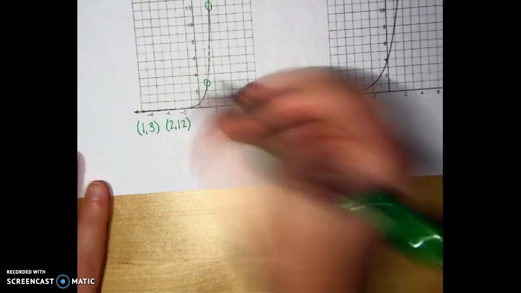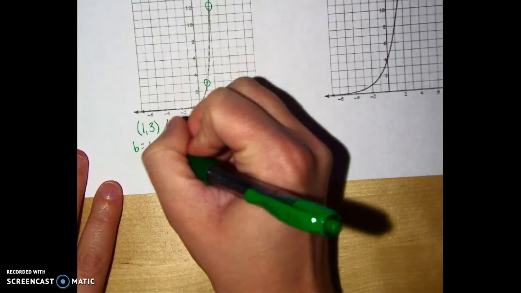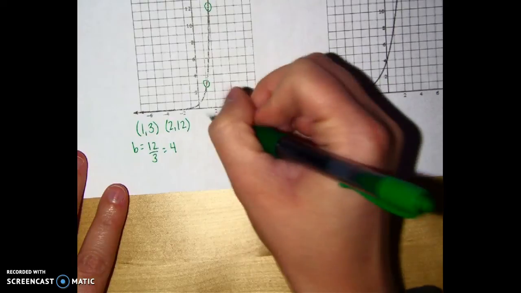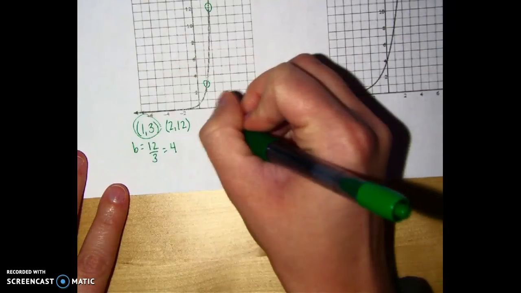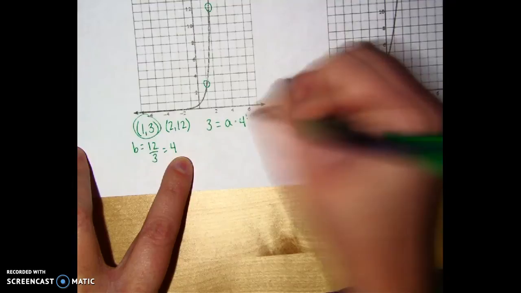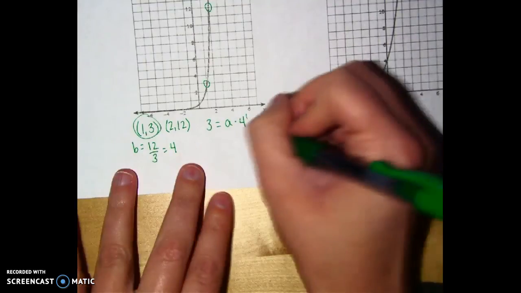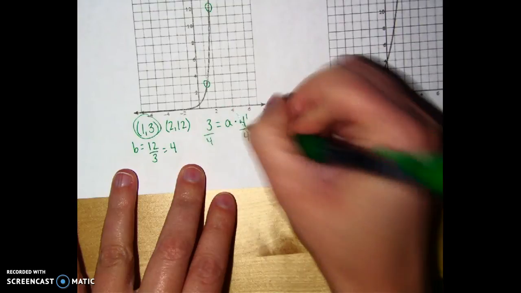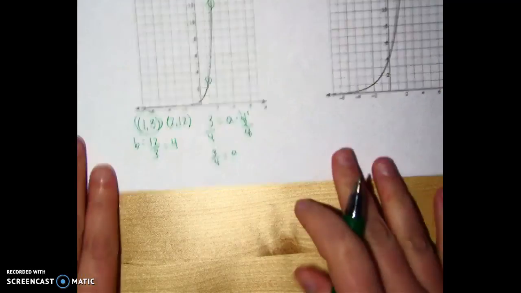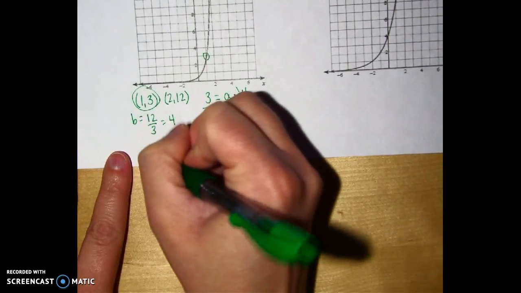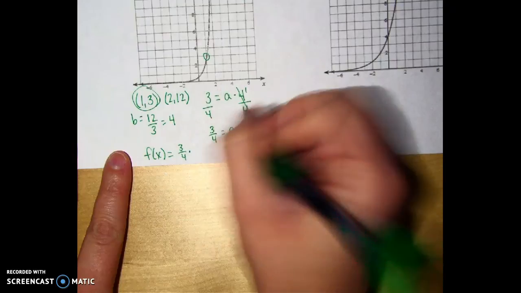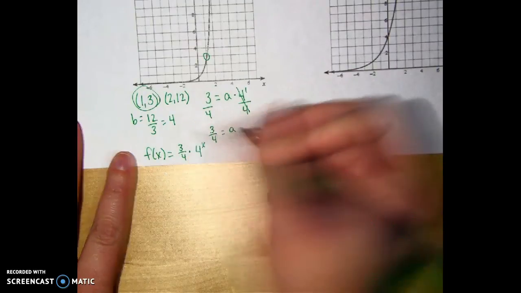Okay, so for B, that's 12 over 3, which is 4. I'm going to write it up here. So now that's, using the first point, that's going to be 3 equals A times 4 to the 1 power. 4 to the 1 power is just 4, so I'm going to go ahead and just divide both sides by 4. That's 3/4 equals A. So my equation is f of x equals 3/4 times 4 to the x.